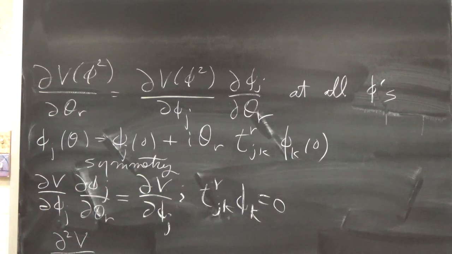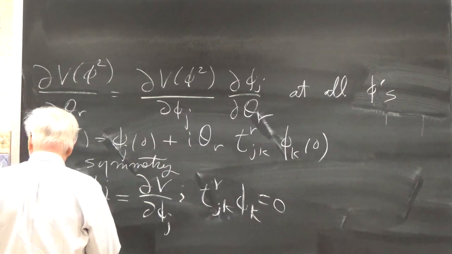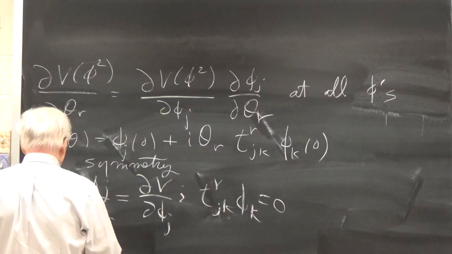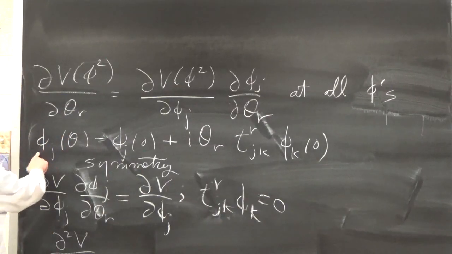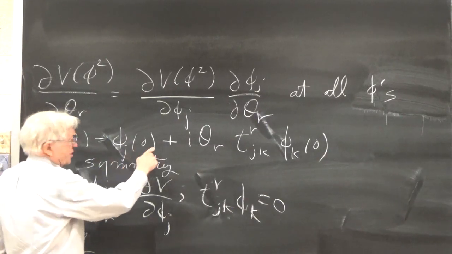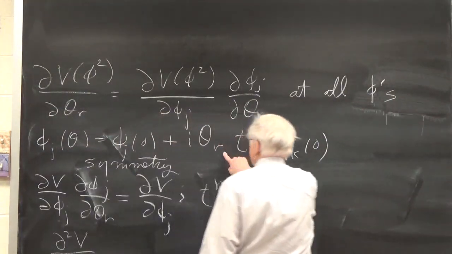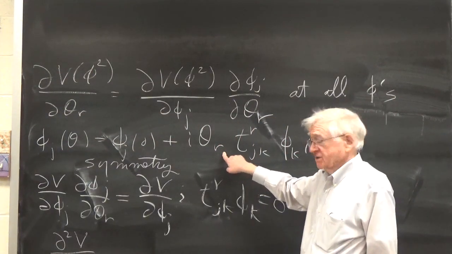What I said was, this is O of theta, near the identity. Did I write this down? Maybe I should have written this. No, you have it up, it's essentially the line above. Partial phi j. Yeah, there it is. Phi j of theta is phi j 0 plus i theta r. We're summing over the generators.